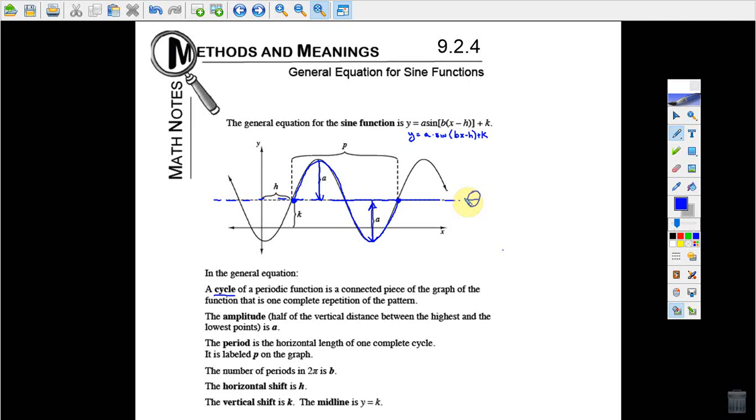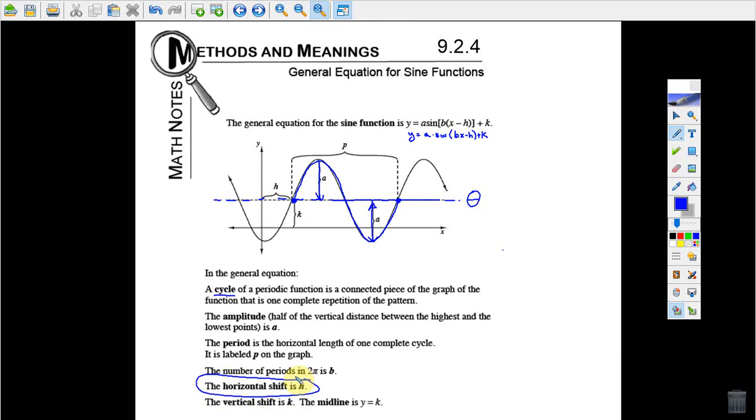The vertical shift is h. Sorry, the horizontal shift is h. And the vertical shift is k. And the midline is y equals k. So the real difference here in the two equations that I pointed out is going to be right here on the horizontal shift being h.